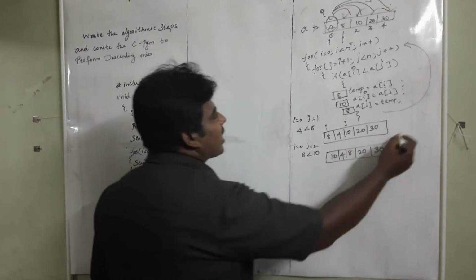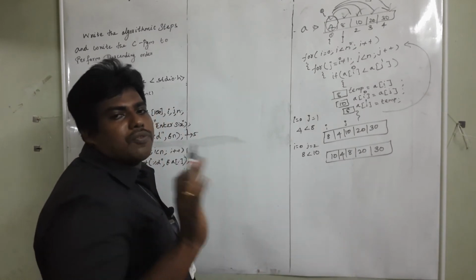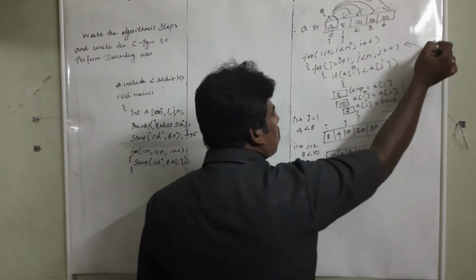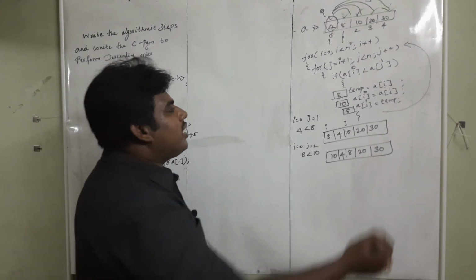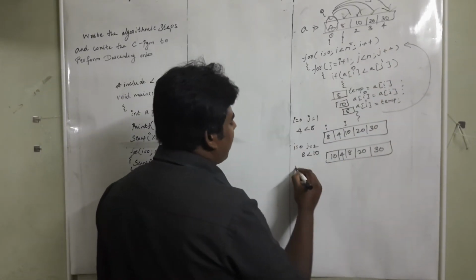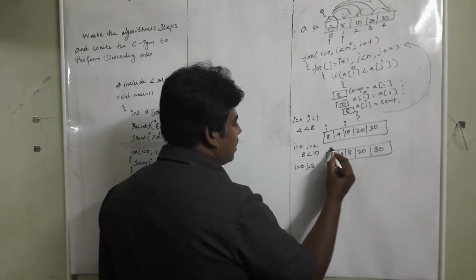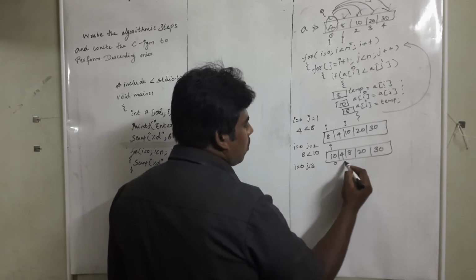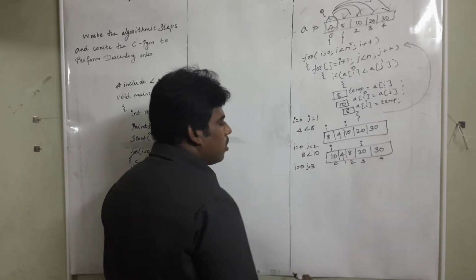Now the next iteration, again j plus plus. Always the innermost loop will be executed first. Once the innermost loop is false, it will go to the outermost loop. So again j will be executed. Now what's the j value? 3. So this is i value 0, 1, 2, 3. This is j value. Now what will happen?